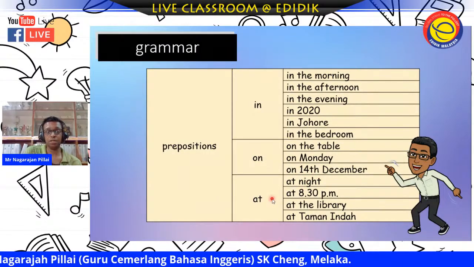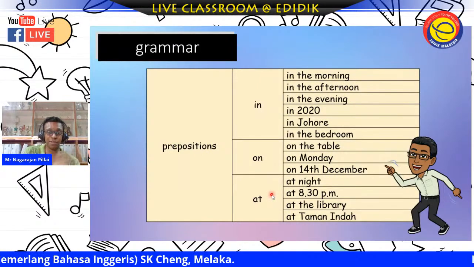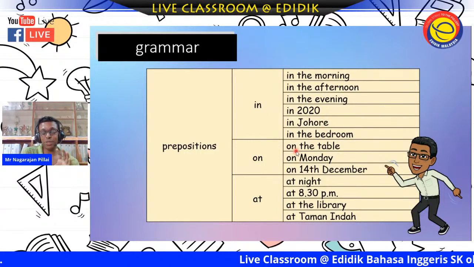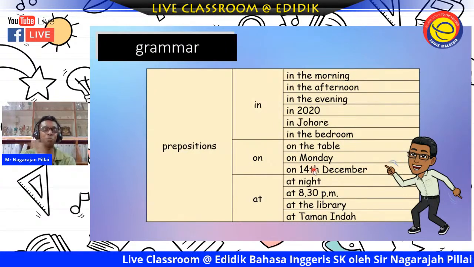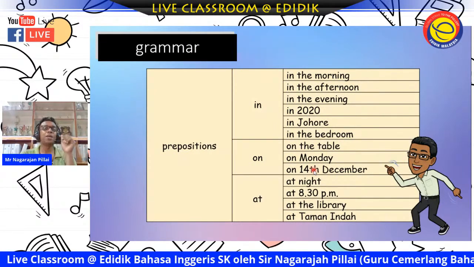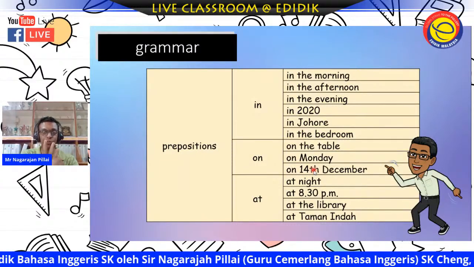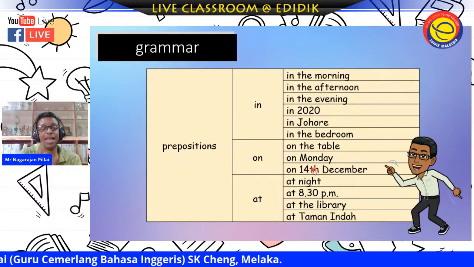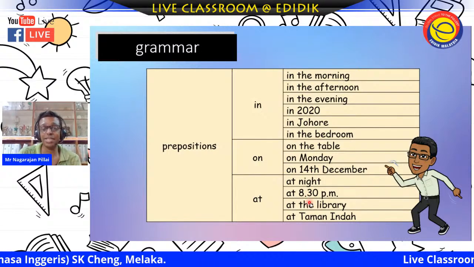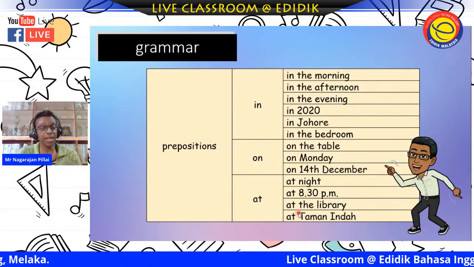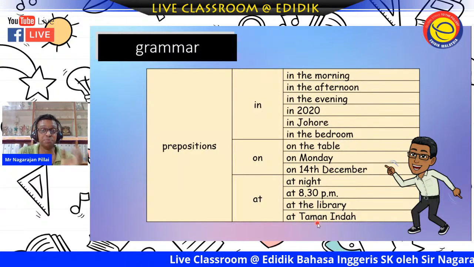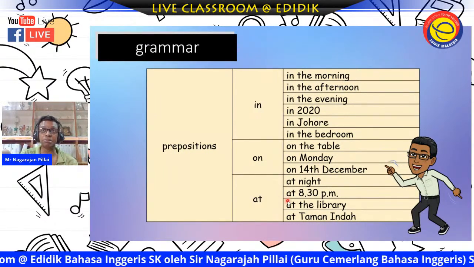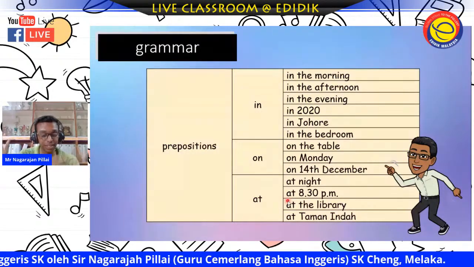Next, at. This one, I always see my students like to use at for everything. At morning, at afternoon. Only night: we use at for night. We don't use at for morning, afternoon, evening. Remember, we have in only for three: morning, afternoon, evening. For night, we use at night, at 8:30 p.m., at the library. Next, the specific address, at Taman Indah, at Taman Makota.